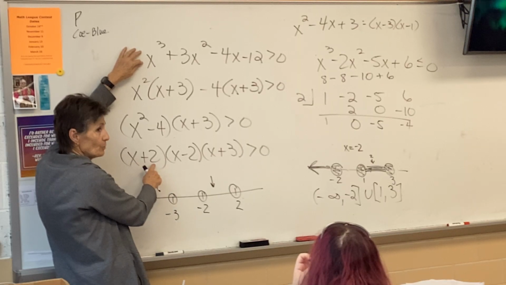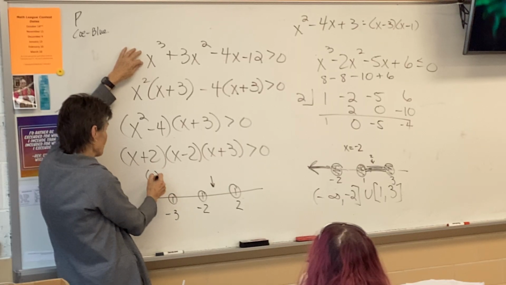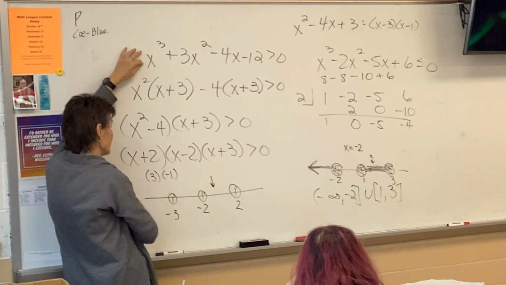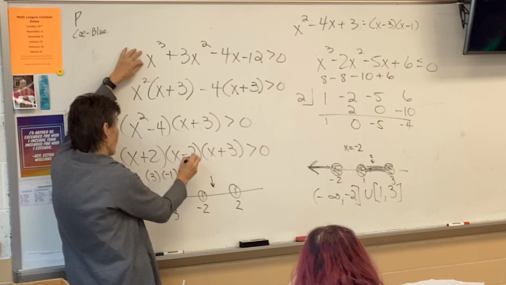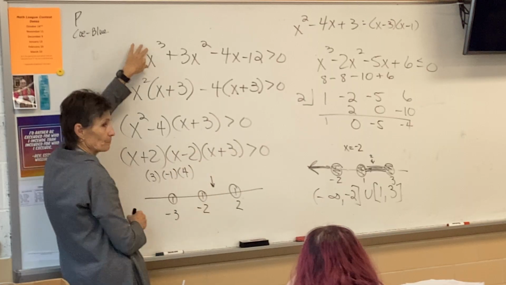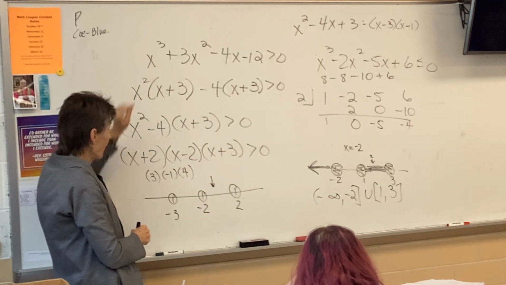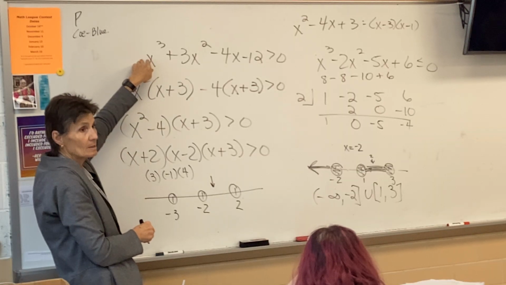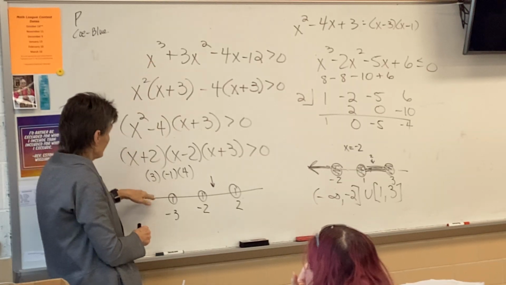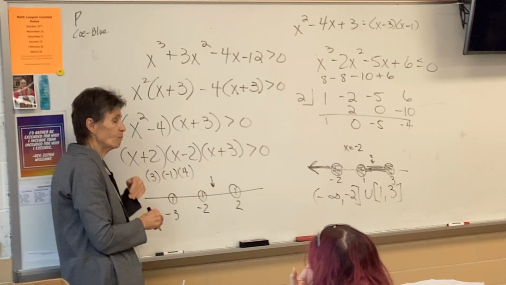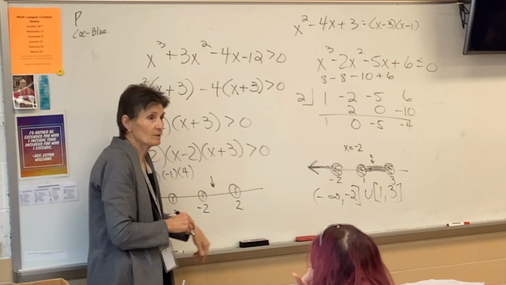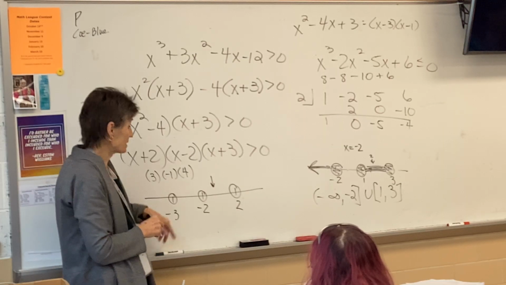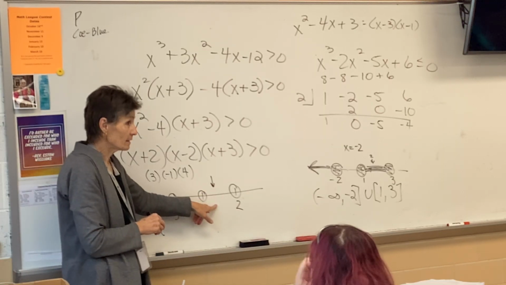1 plus 2 is 3. 1 minus 2 is negative 1. And 1 plus 3 is 4. I'm plugging it in my factors this time. You can also plug it in up here. 3 times negative 1 times 4. Is that bigger than 0? Nope. So that means don't shade it.